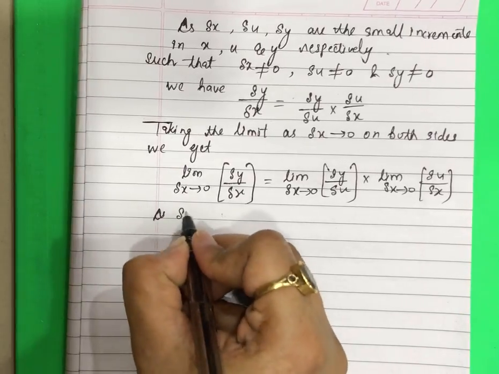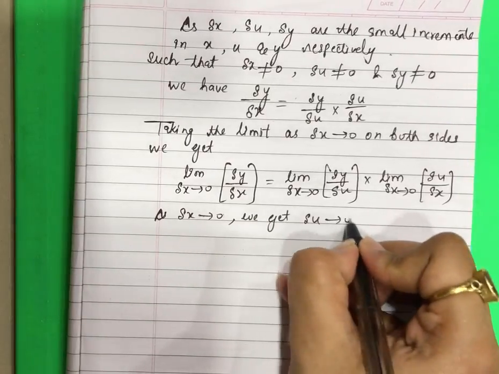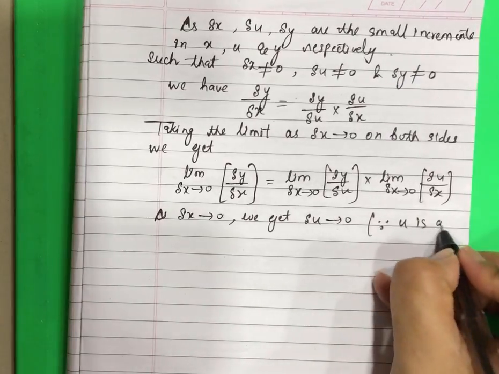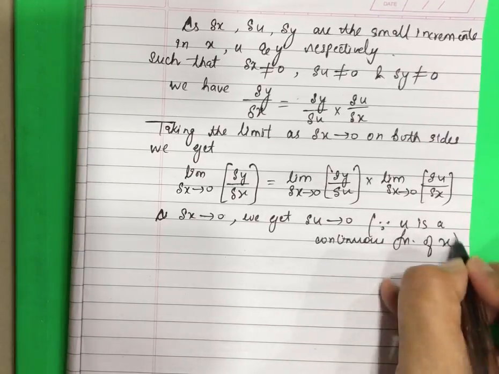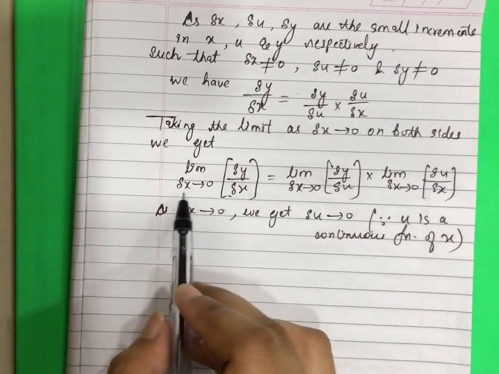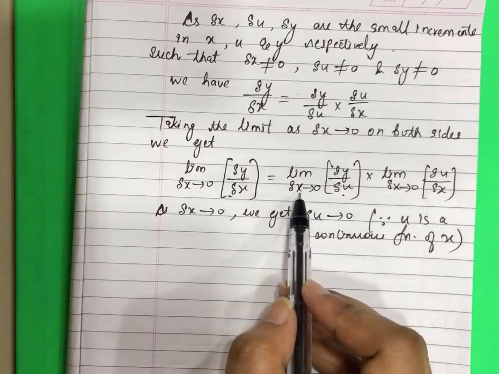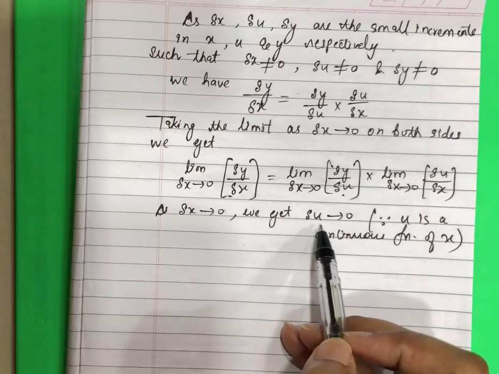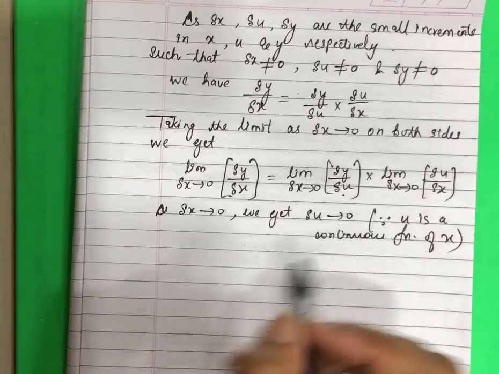As del x tends to 0, we get del u tends to 0, hence u is a continuous function of x. Here we have taken del x tends to 0. So del x is in the denominator, so it would be fine. But here in the denominator, we are having del u. So we need to change the limit in terms of del u. Obviously del x tends to 0, so we can get del u tends to 0. It is also a small increment, so that would also be nearly equal to 0.